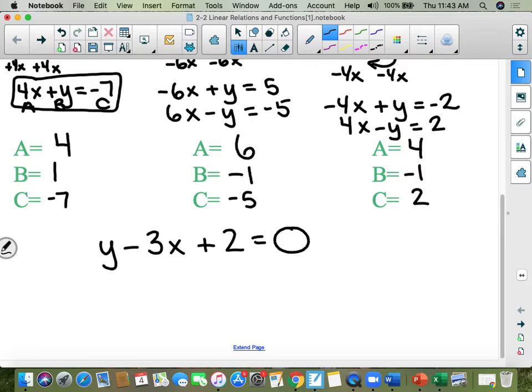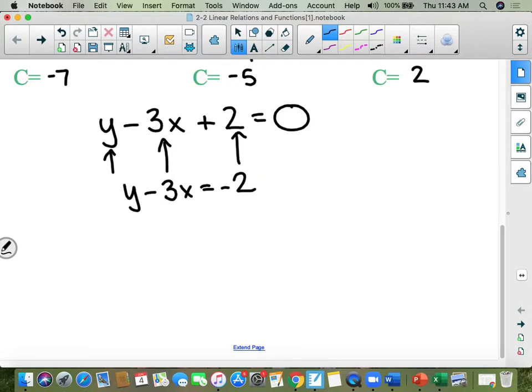Okay, let's do y minus 3x plus 2 equals 0. My y and my x are on the same side, but I have to get rid of the 2, so I'm going to subtract 2. So I've got y minus 3x equals a negative 2, because I have to bring that over to the right side.